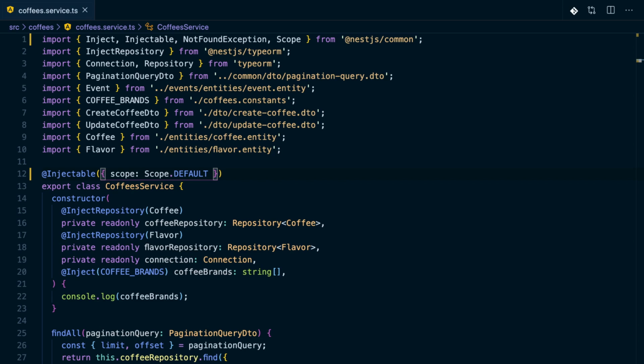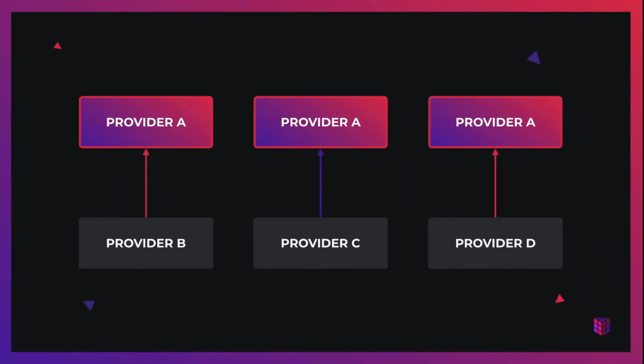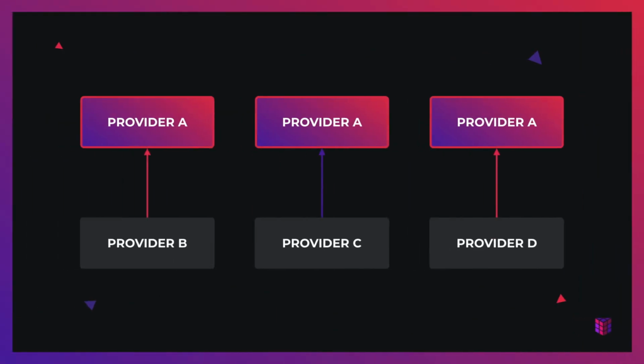Alright, so now that we've seen the default behavior, let's dive into two other lifetimes available for injectable providers. These are transient and request scope lifetimes. Transient providers are not shared across consumers. Each consumer that injects a transient provider will receive a new dedicated instance of that provider.